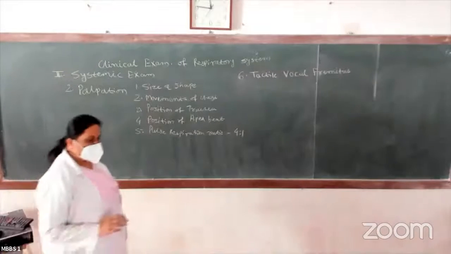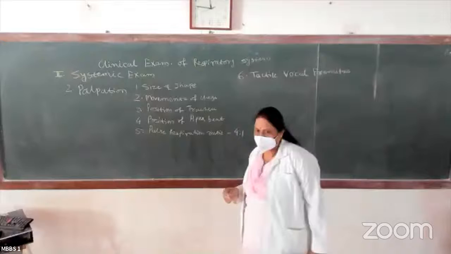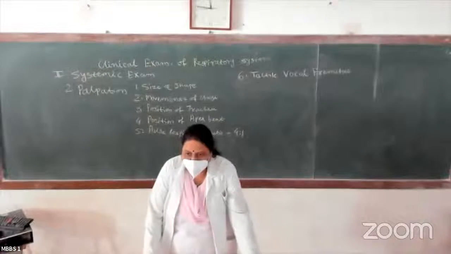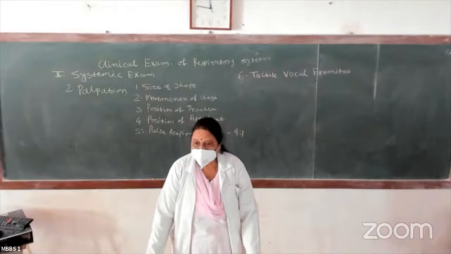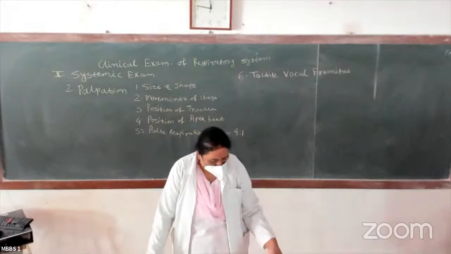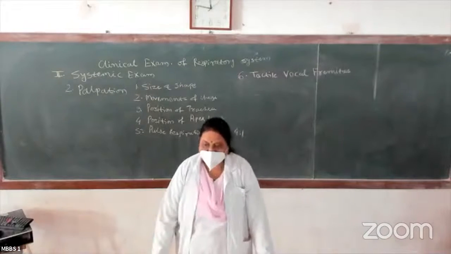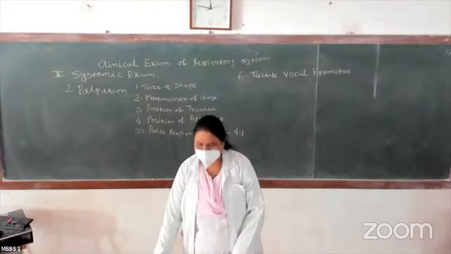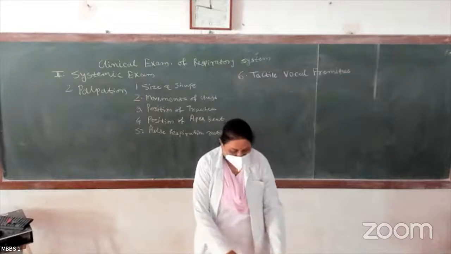So this is the tactile vocal tremulous fremitus. What does it indicate? Vocal fremitus increases in conditions like consolidation of the lung. Tactile vocal fremitus is not sound; this is palpation of vibration, which is increased in conditions like lung consolidation. It is decreased in pleural effusion and lung collapse.